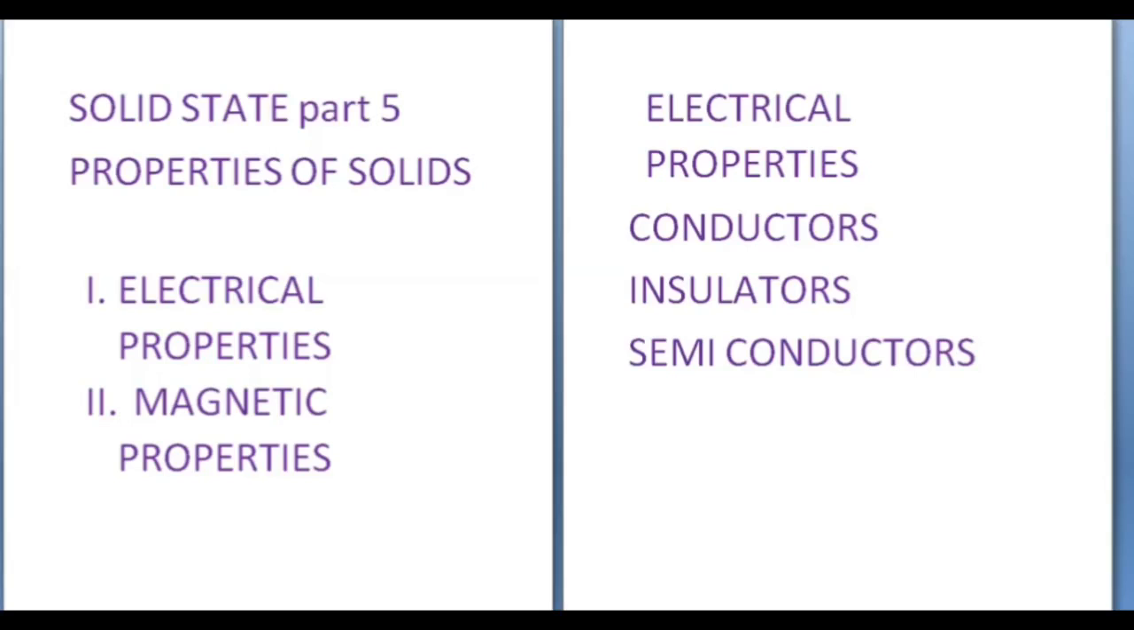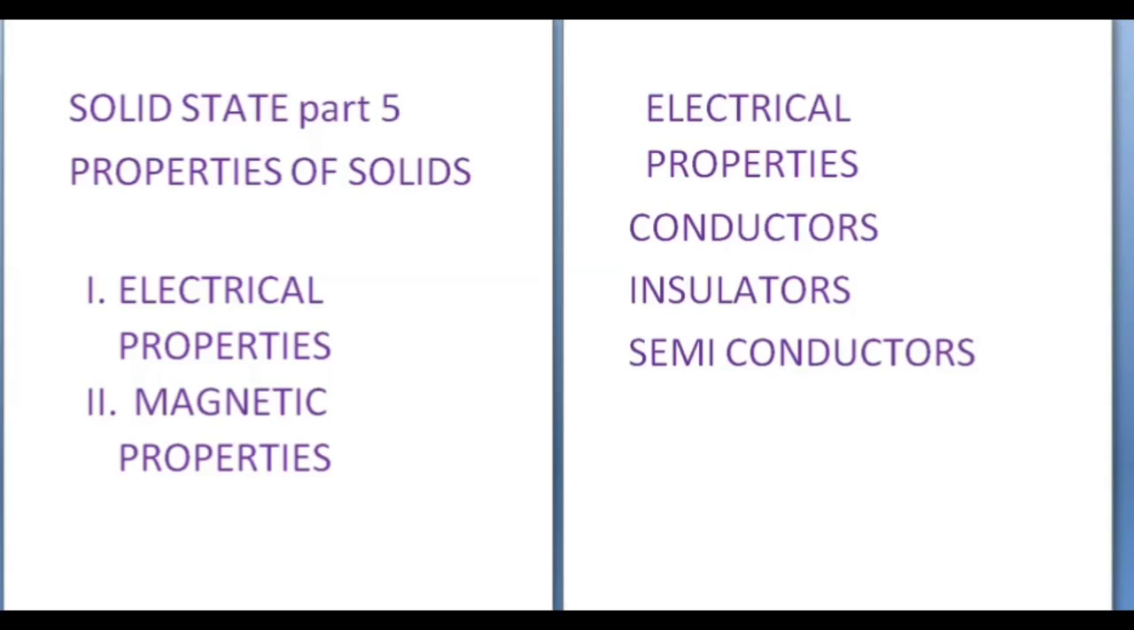What are conductors? They are actually metals. The electrical conductivity is due to flow of electrons without any chemical change. The conductivity of metals is of the order of 10 to power 4 to 10 to power 7 per ohm per meter. Example: copper, silver, gold, etc. It decreases with increase in temperature.